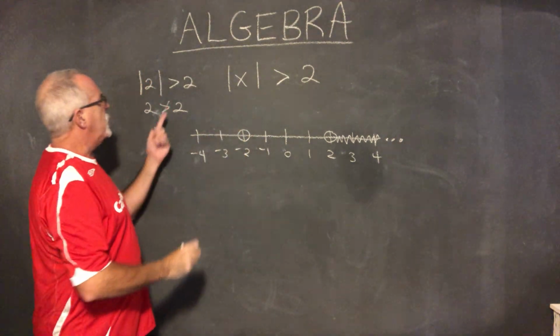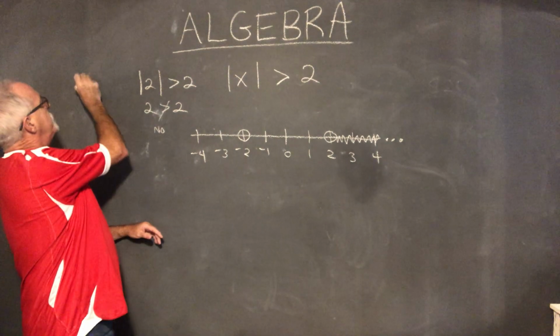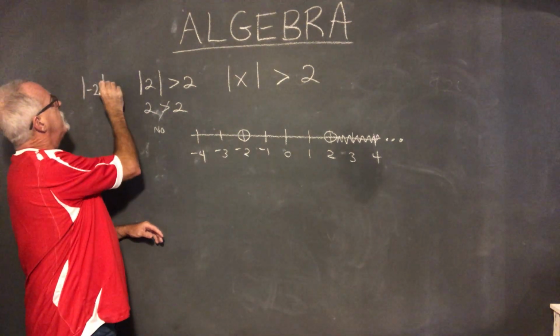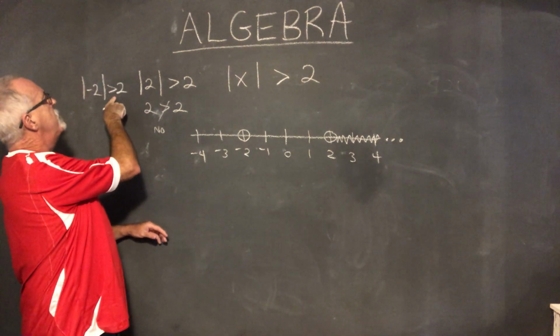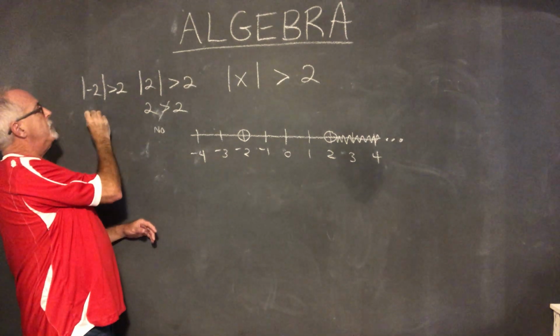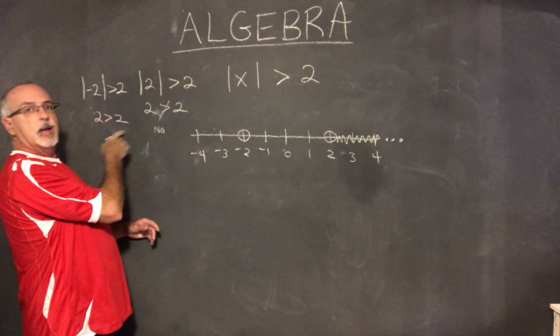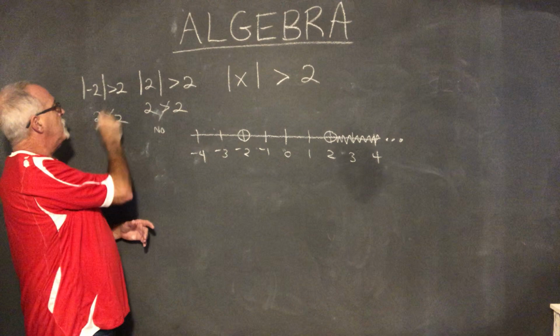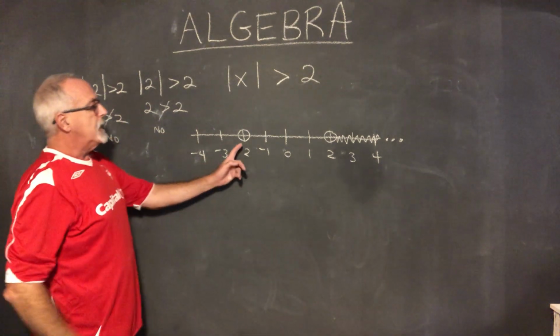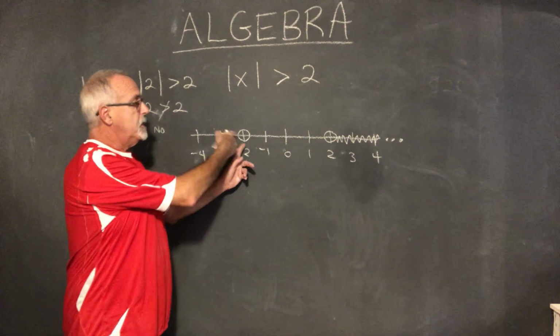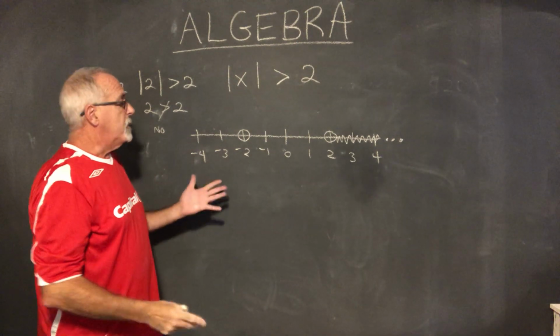And let's try negative 2. I haven't tried that one. The absolute value of negative 2, is it greater than 2? Well, the absolute value of negative 2 is 2. The same thing happened. I'm saying 2 is greater than 2. That's not working, no. So again, negative 2, I am not going to shade inside that circle. It's not part of the right answer.